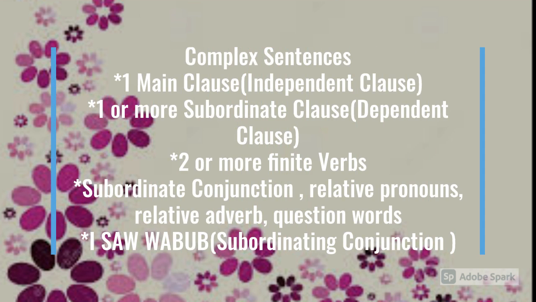Let us revise the features of a complex sentence. It has one main clause, one or more subordinate clauses, two or more finite verbs, subordinate conjunctions, relative pronouns, relative adverbs, question words, and it uses the subordinating conjunction I SAW A WOBBLE. Now let us see what I SAW A WOBBLE is.